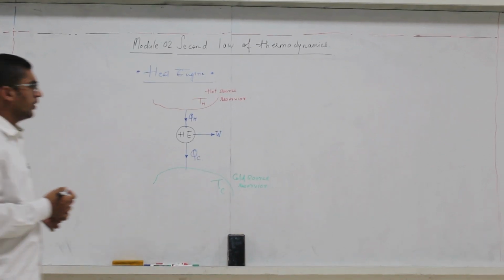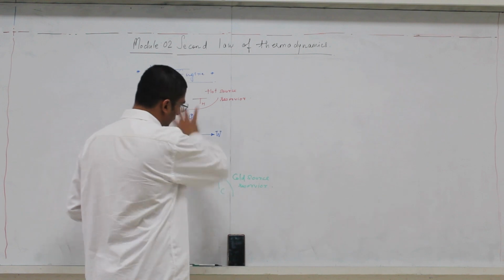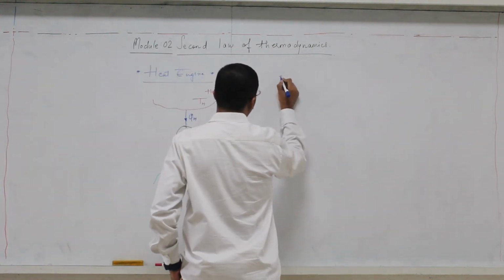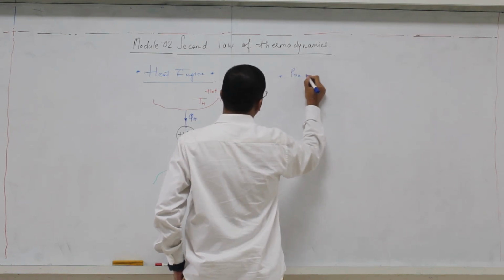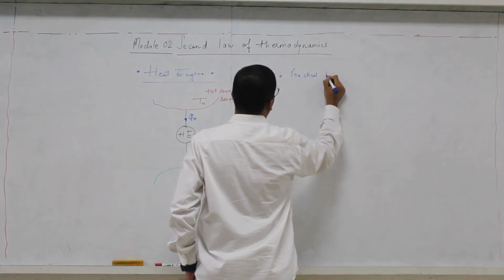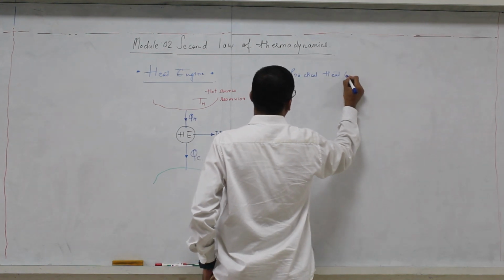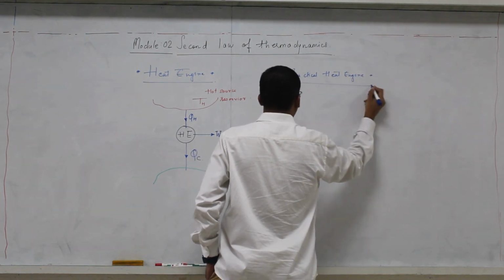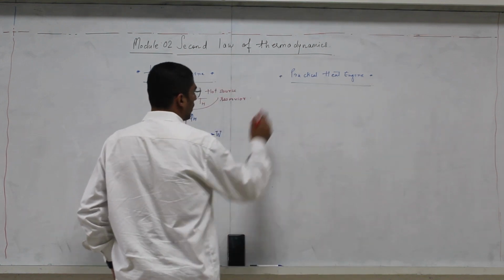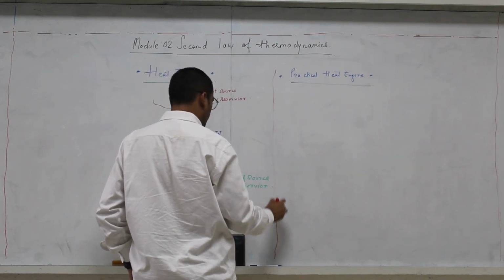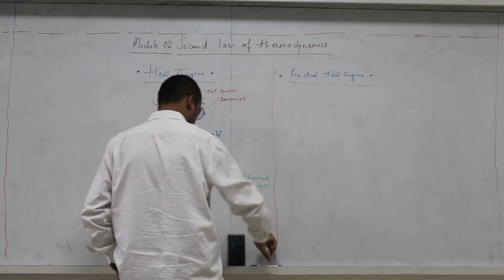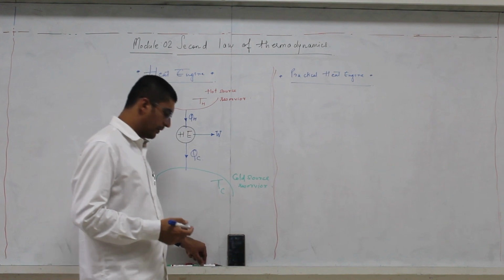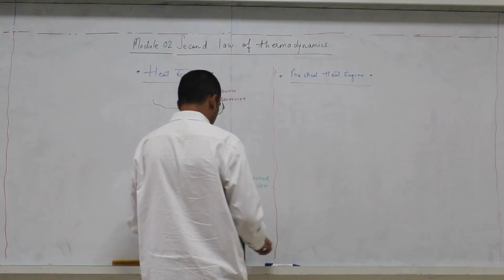Now, apart from this layout diagram, I will define a practical heat engine, and fortunately, it can be a steam power plant. So what happens in a steam turbine operated power plant? There is a boiler.